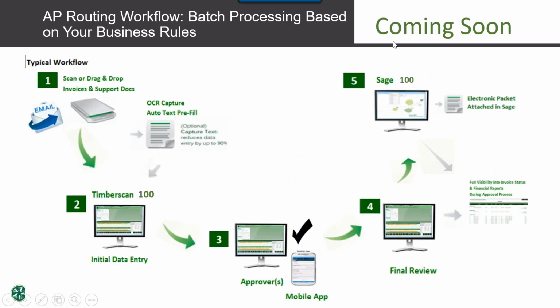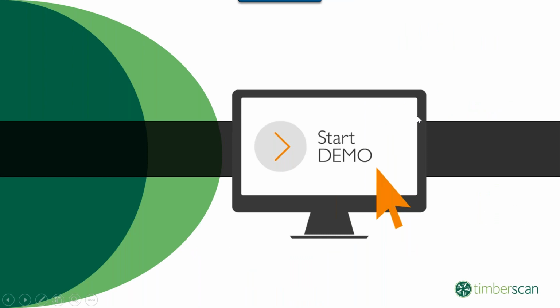We are coming out with an alternate workflow, and you can choose either workflow. And in this workflow, everything is done inside of TimberScan until the invoice is approved, and then it flows into Sage. So those are the two workflows that we have. So with that, I'm going to start the demo.